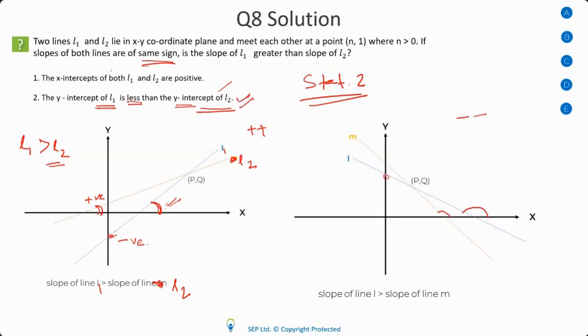Notice the y-intercept of L1 is less than that of L2. In this case, notice L1 has a greater angle here, so it will have a greater slope. In this case also, I can see the slope of L1 is greater than that of L2. So when they are both positive, and they satisfy both conditions, same sign and y-intercept less, and when they are both negative and satisfy both conditions, I can see in both cases the slope of L1 is greater than the slope of L2. Since that holds in both cases, the correct answer has to be option B because I'm getting a unique answer.